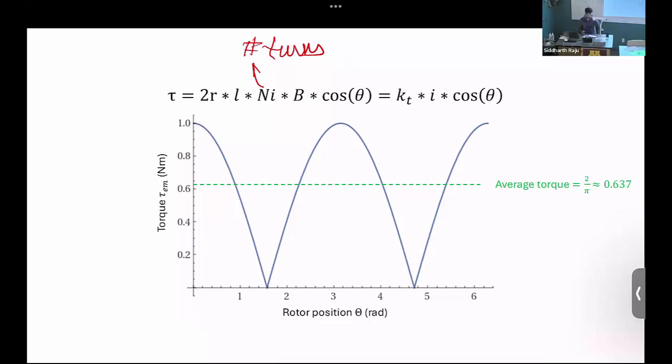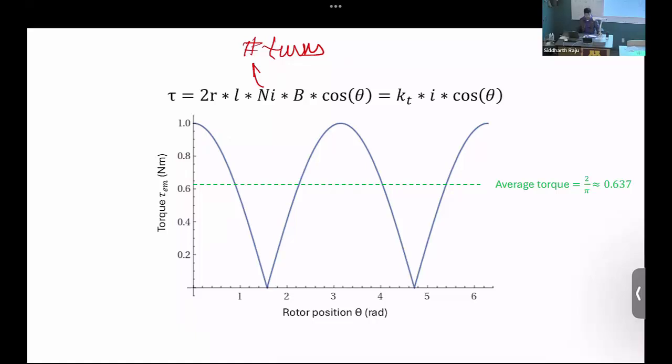For that single loop that I've shown there, a single loop can have a number of turns. That means each of those turns is going to create some torque given by 2RL times I times B times cos of theta. And then when you have n of those, it gets amplified by a factor of n, right? So what are going to be the problems with the setup?